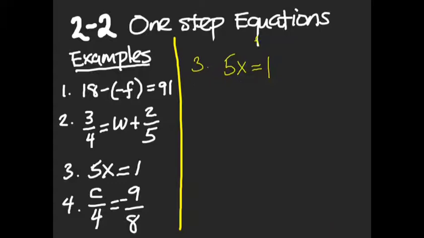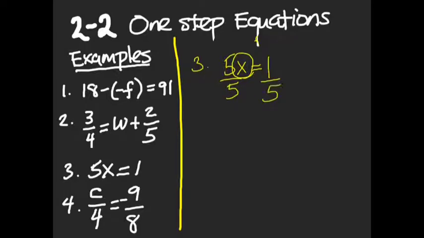This next example has x as our variable, the thing we want to isolate, and 5 is attached to x by multiplication. 5 is the coefficient of x, and we need to get rid of it. In order to get rid of 5, we've got to do the opposite, which is division. So I'm going to divide both sides by 5.